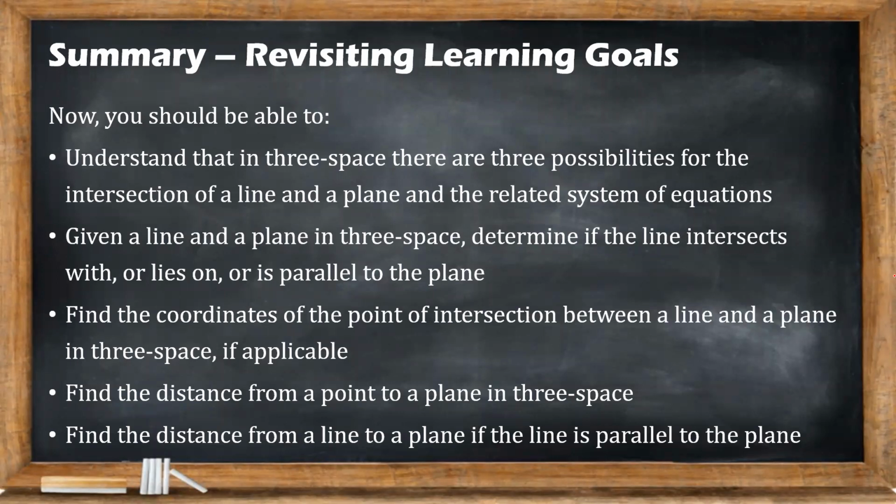So after this lesson, you should be able to first understand that in 3-space, there are 3 possibilities for the intersection of a line and a plane and the related system of equations. Then, given a line and plane in 3-space, determine if the line intersects, lies on, or is parallel to that plane. Then find the coordinates of the point of intersection between a line and a plane in 3-space, if applicable. Next, find the distance from a point to a plane in 3-space. Last, find the distance from a line to a plane if the line is parallel to that plane.